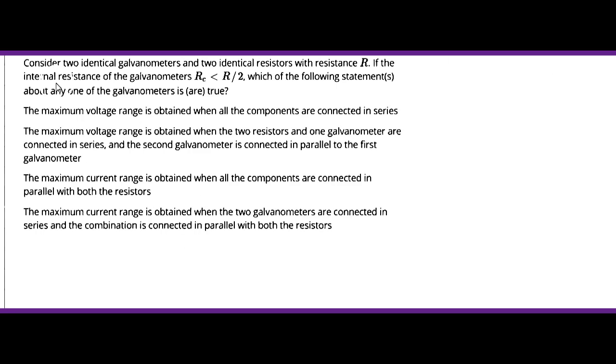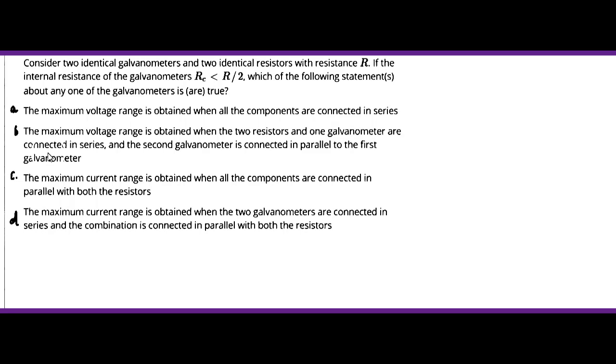Hello students, our question gives that consider two identical galvanometers and two identical resistors with resistance R. If the internal resistance of the galvanometer is Rc, less than R by 2, which of the following statements about any one of the galvanometers is true? Okay, four options are given here. So we can analyze each option one by one.